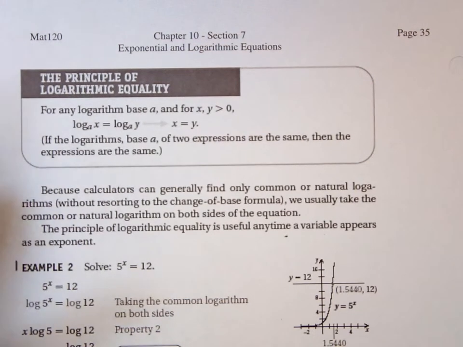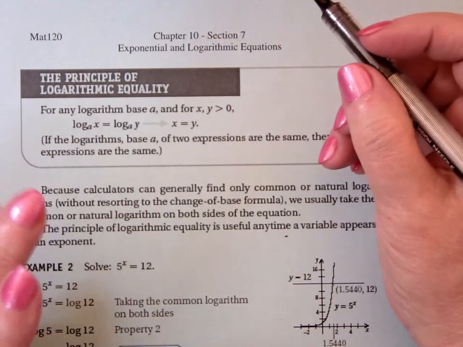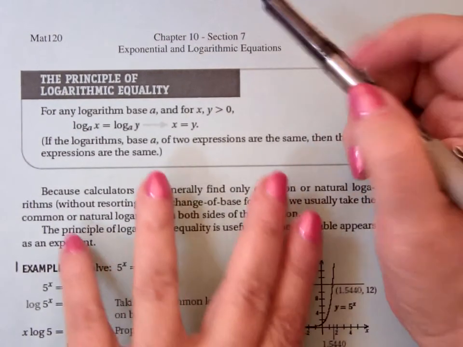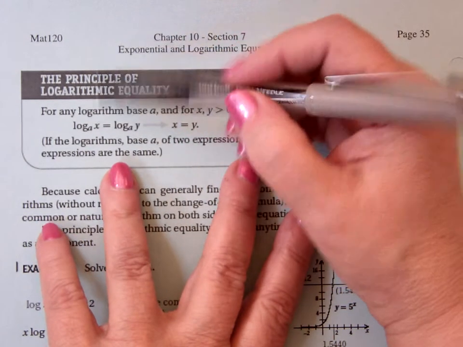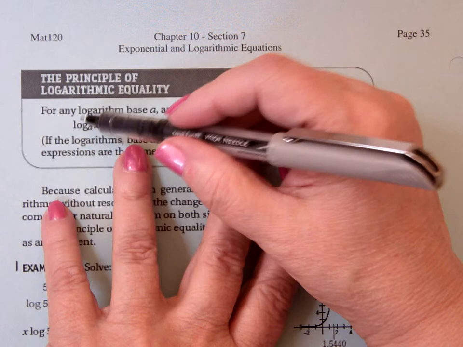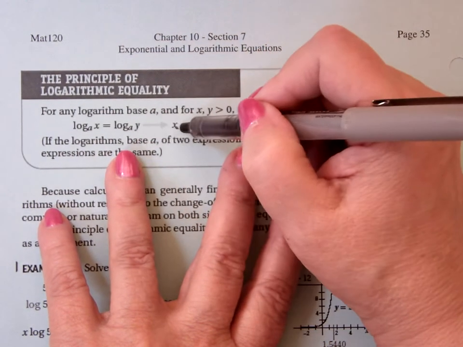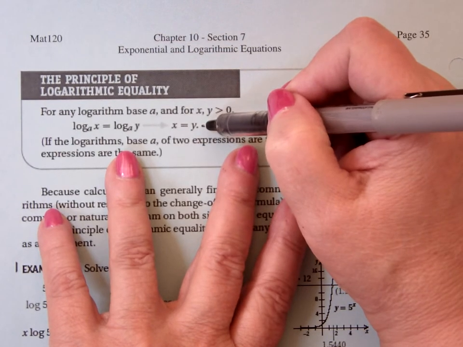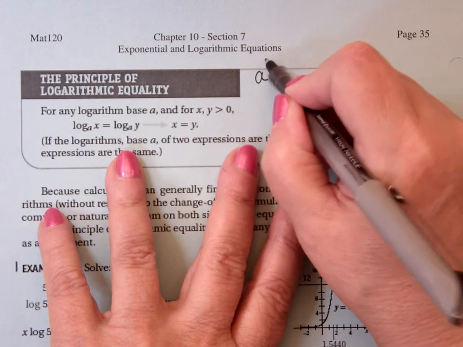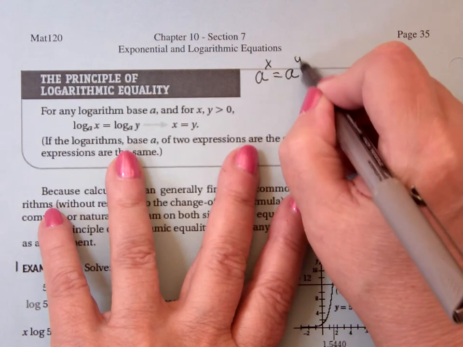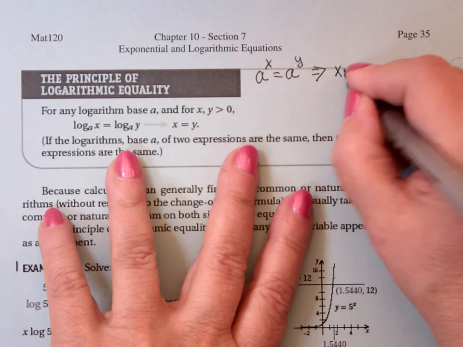Let's start off by looking at something we've already done, and then we're going to add something new, which is, unfortunately, unpleasant. It says this: if I know that the log of something equals the log of something, then those two things have to be equal. It's kind of like if I know that a to the x is equal to a to the y, then if the bases are the same, the exponents have to be equal.